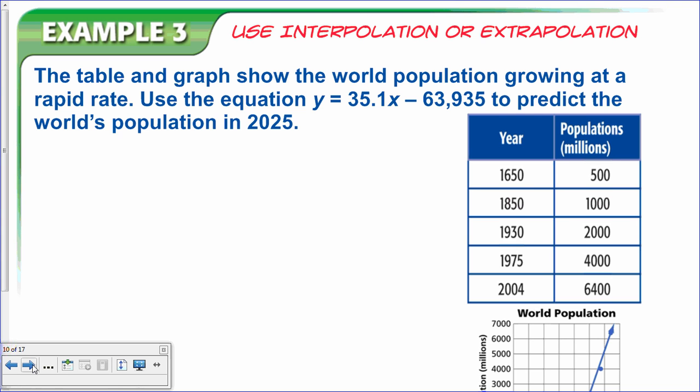The table and graph show the world population growing at a rapid rate. Use the equation y equals 35.1x. Does that look familiar? Isn't that what we just came up with? We just didn't use the 0.1, did we? So it's basically pretty close to the equation that we just came up with. And I want to predict the world's population in. Okay, so now, what column over here is this?